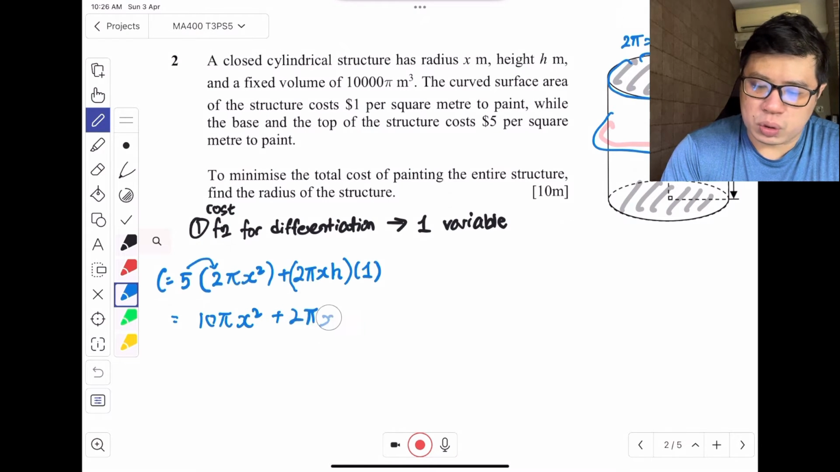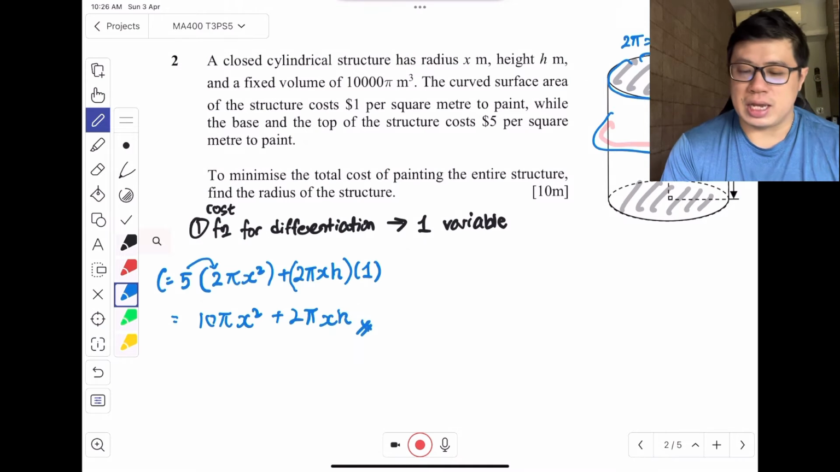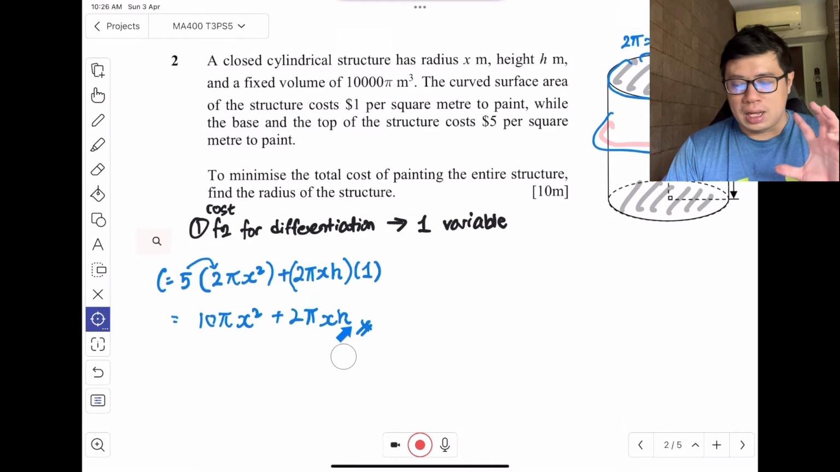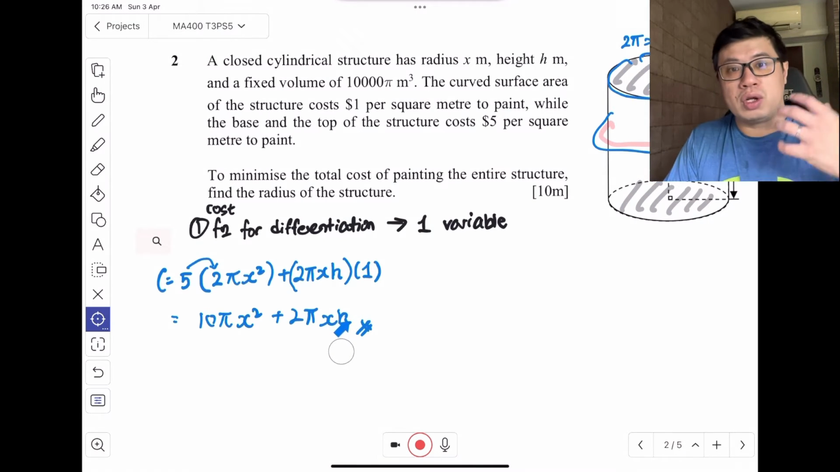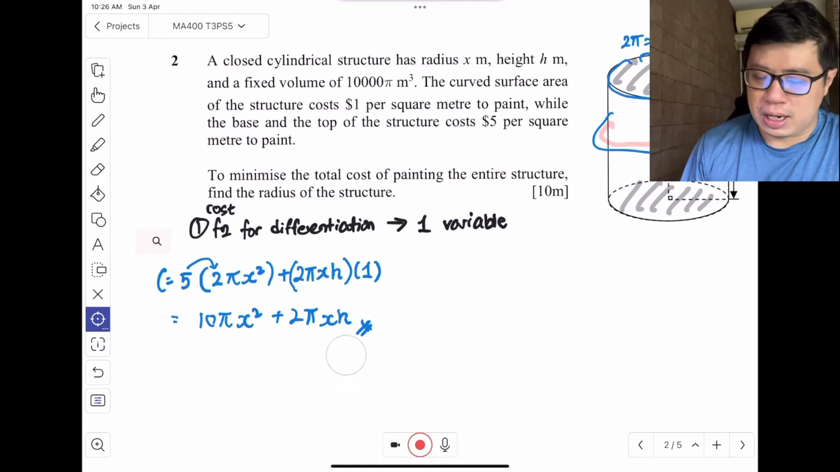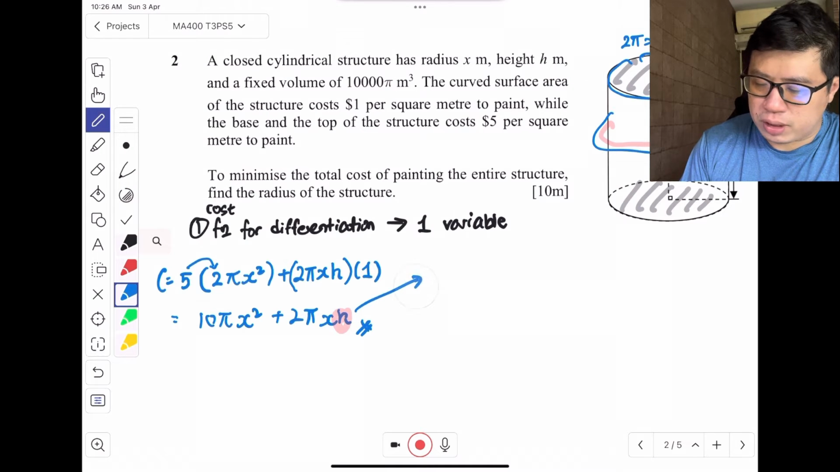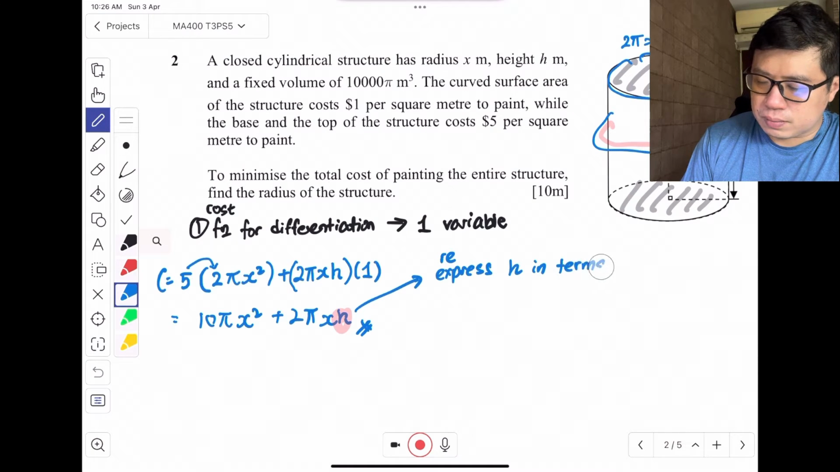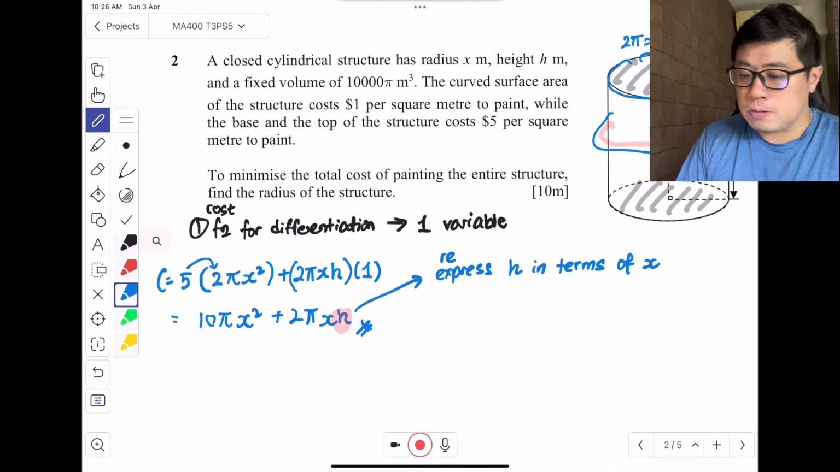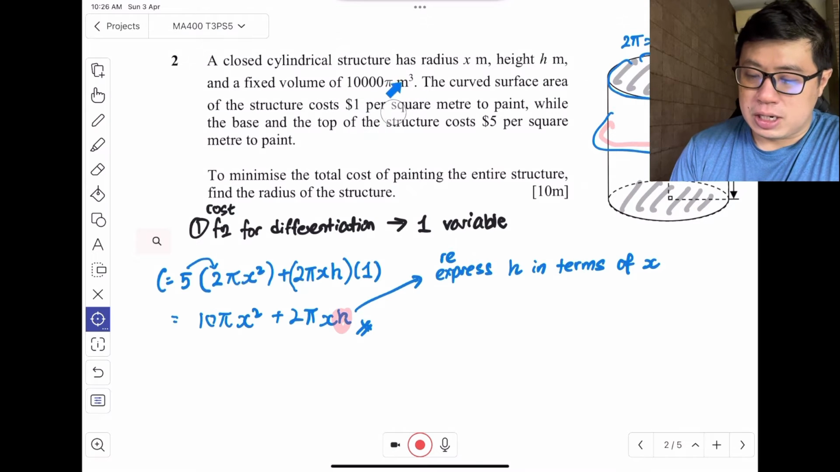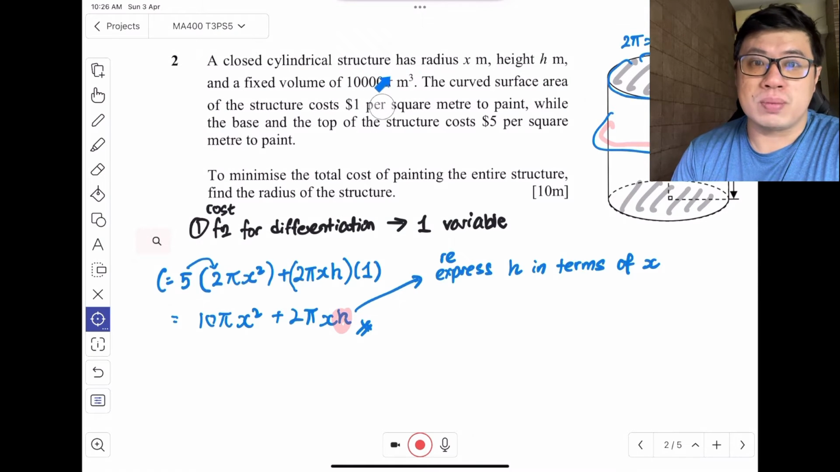pi xh. We do notice that there are two variables, x and h. It makes sense to remove the h since there's only one of it, so we need to re-express h in terms of x. How do we do that? We look at the fixed volume, which is 10,000 pi. This allows us to form an equation between x and h.